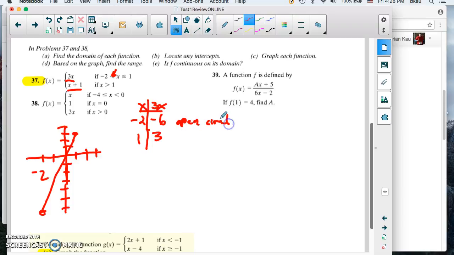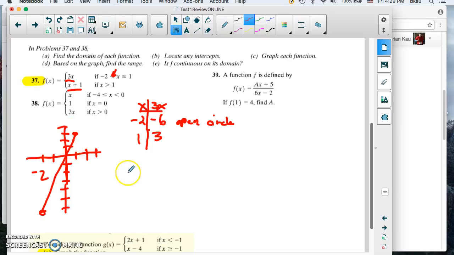Because it did not include that value. This was a less than symbol, whereas this was a less than or equal to symbol, so it did include this point. So we went all the way to the point 1, 3 up here. So we'd graph this piece.